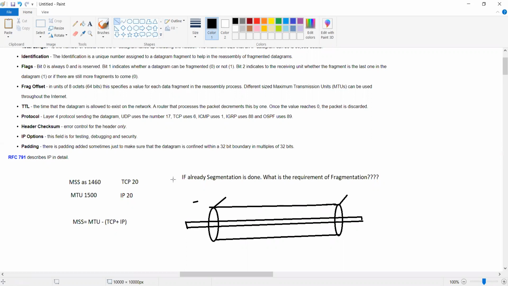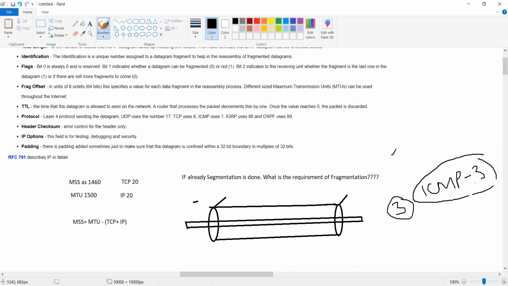To answer this question: if segmentation is already done, what is the requirement for fragmentation? Let's say the traffic is generated in layer 3 itself, without the involvement of layer 4. For example, ICMP is not layer 7, it is a layer 3 protocol. If I am generating ICMP, how will I control the ICMP data? That should also be controlled, right? So in order to control that, fragmentation is there.